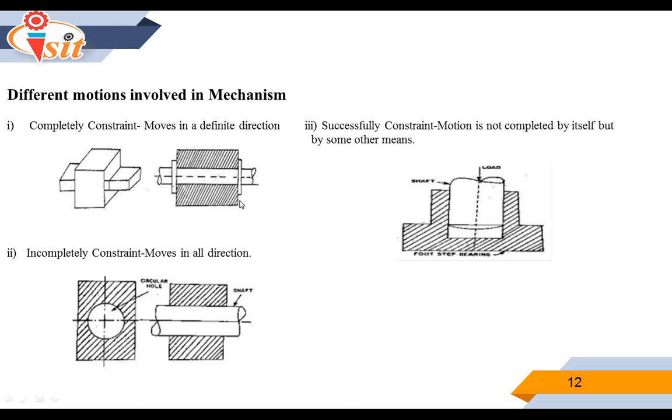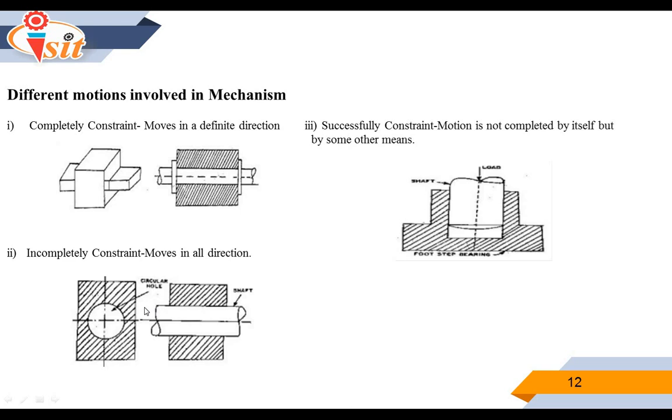So examples, that is piston cylinder assembly. So the motion of a square bar, you can see here the motion of the square bar in a square hole. This is the example of completely constrained. Next, incompletely constrained.